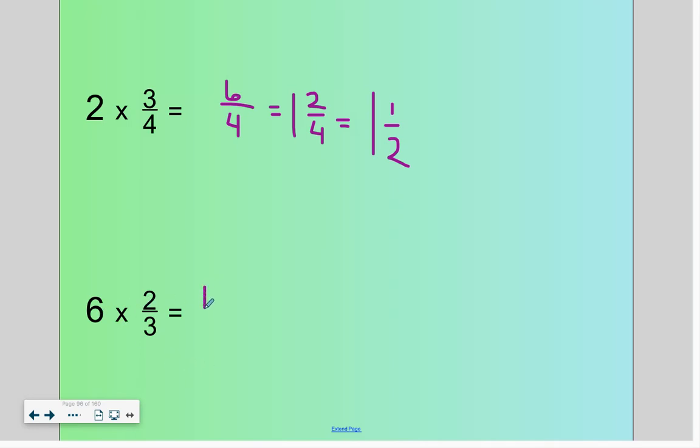Here, 6 times 2 is 12 thirds. 3 goes into 12 4 times with no thirds left over. Because 12 divided by 3 is 4, our answer is just 4.